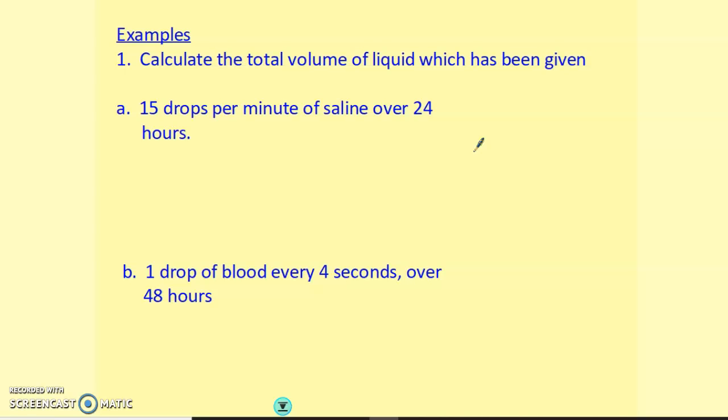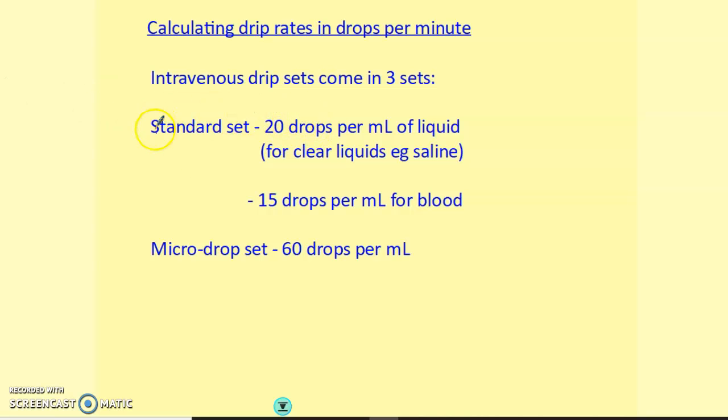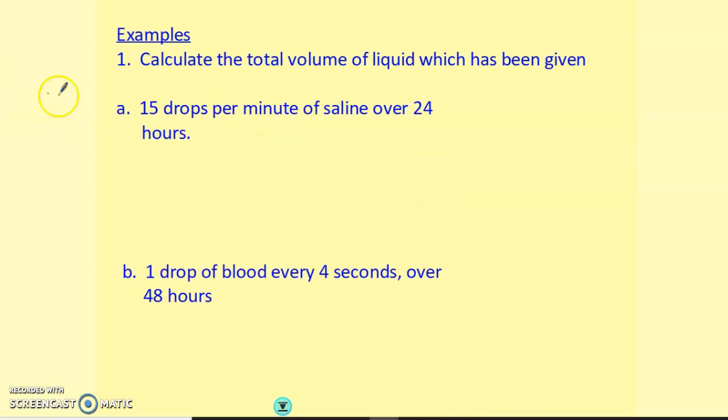Okay, so we're going to calculate the total volume which has been given if we have 15 drops per minute of saline over 24 hours. Okay, so we've got two things we need to think about here. We need to think about getting it up to the 24 hours, and we also need to think about this here. So our standard set is 20 drops per millilitre.